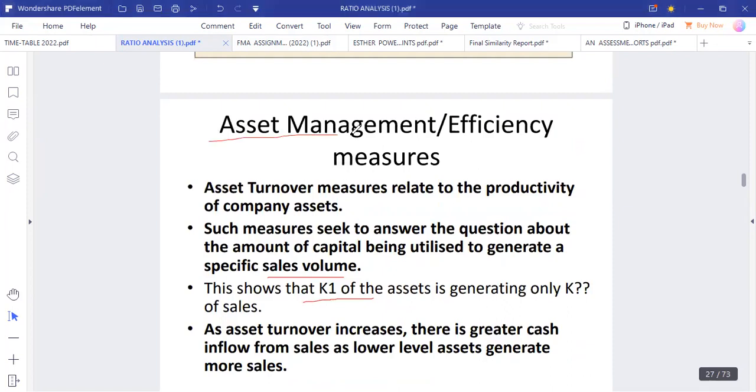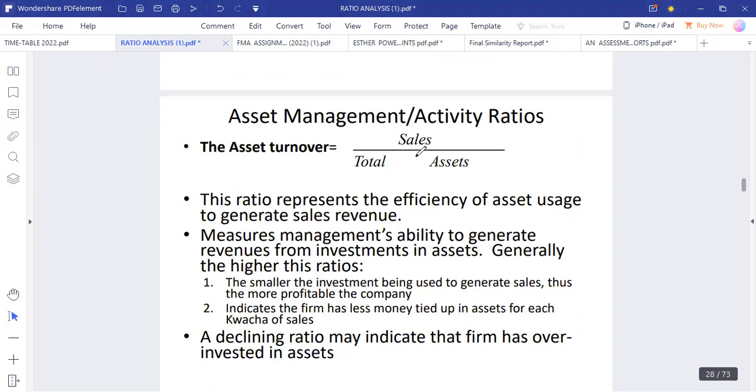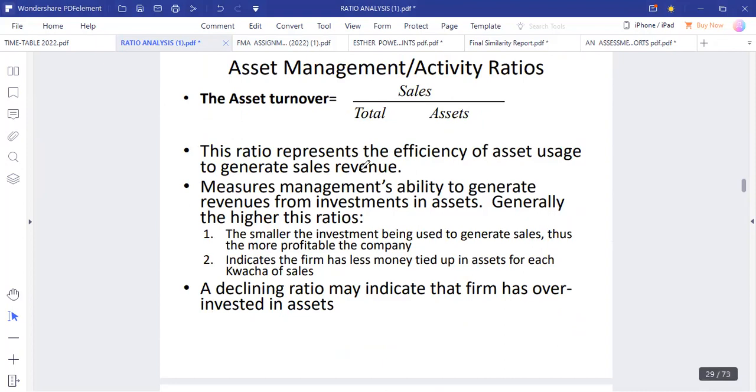Then the asset management ratios, which are also called efficiency ratios, look at how we are utilizing the assets of a firm to generate what? A sales volume. It shows how much of the assets contribute to the sales. So we have what we call the asset turnover, which is sales over assets. This one talks about how much an asset contributes to the sales. So the higher the asset turnover, the more the firm is using its assets to generate what?